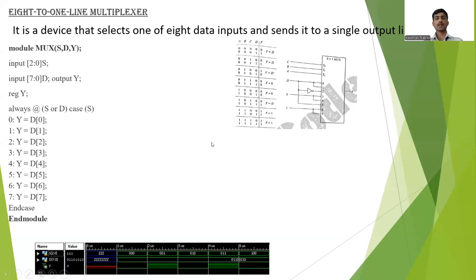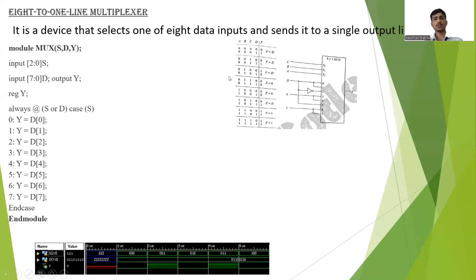And this is the output for the 8 to 1 line multiplexer, and this is the truth table for the 8 to 1 line multiplexer. We have divided the truth table into 8 equal parts: 0, first, second, third, fourth, fifth, sixth, seventh, that is 8 different cases.